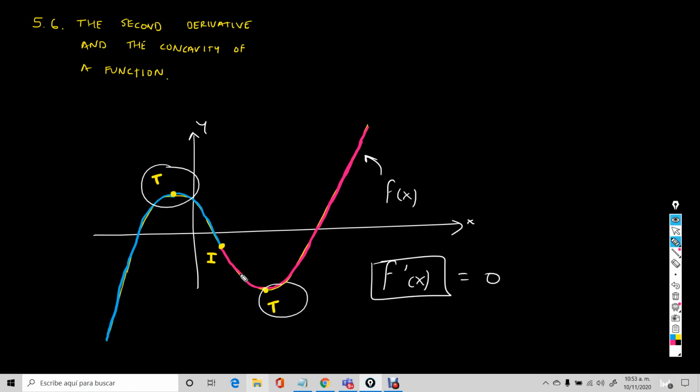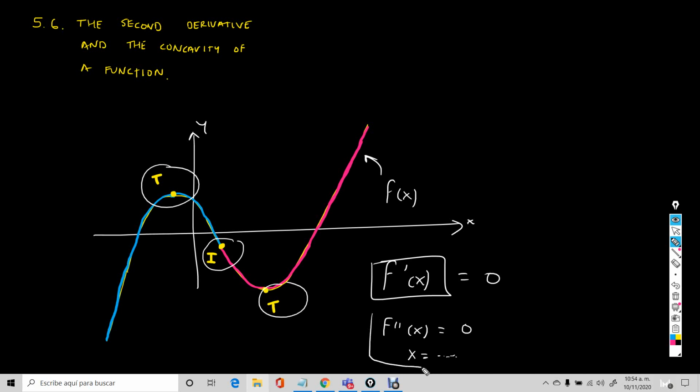Now something similar is going to happen in order to find the inflection point. What we have to do is get the second derivative of my original function, make it equal to 0, solve that equation, and then that equation is going to tell me, okay, your possible inflection points will be so and so, and that's it, guys.